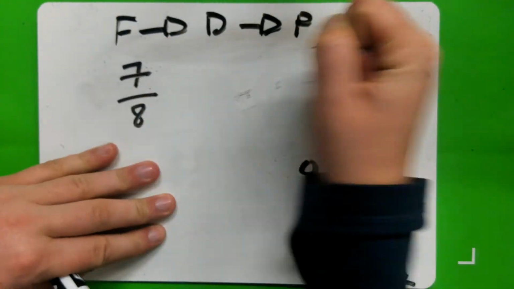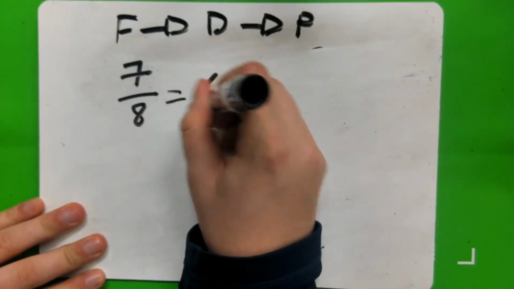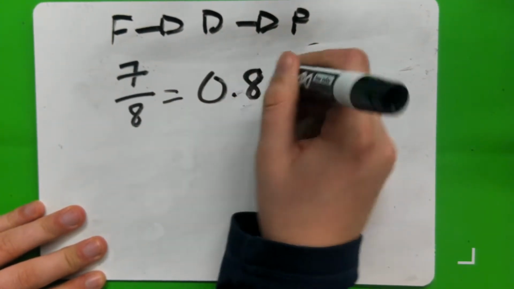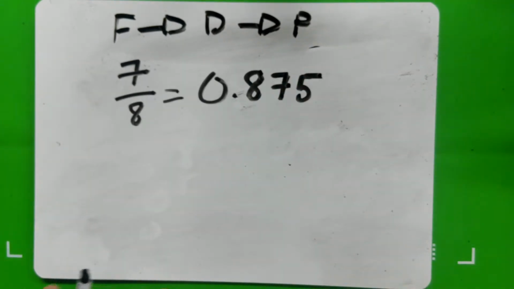So we can write down over here that 7/8 is, as a decimal, 0.875.